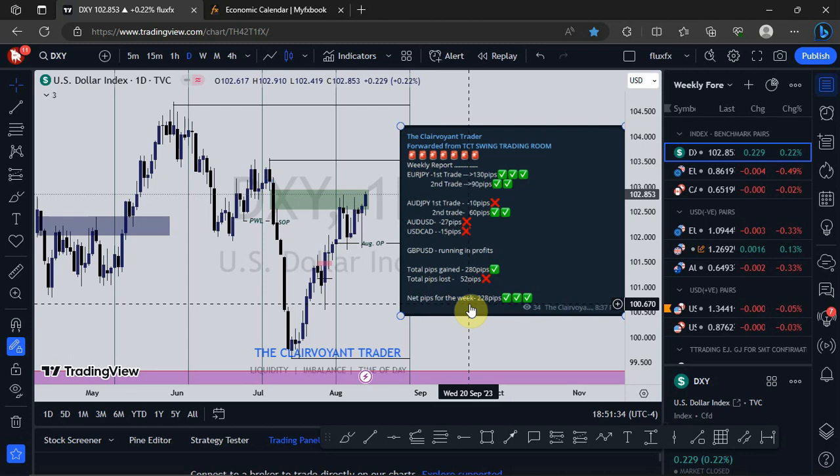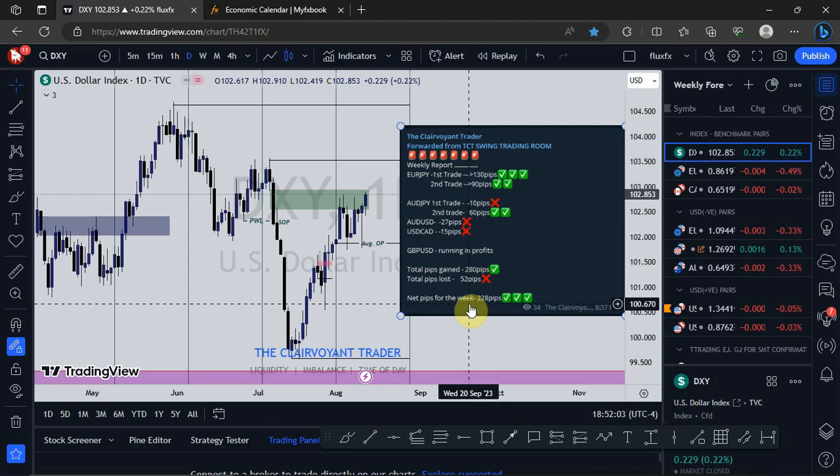If you check the reports, we took two trades on EURJPY, where the first trade we had 130 pips, the second trade we had 90 pips. We took AUDJPY, where the first trade we had a loss of 10 pips, the second trade we had 60 pips. We took an AUDUSD trade, we lost 27 pips. We took USDCAD, we lost 15 pips. Then currently we have GBPUSD running in profit. We're actually holding this trade into next week.